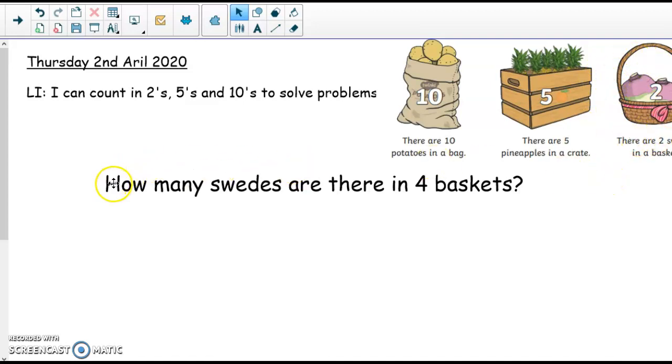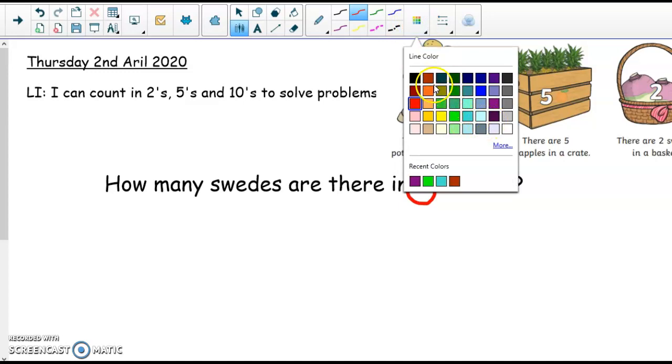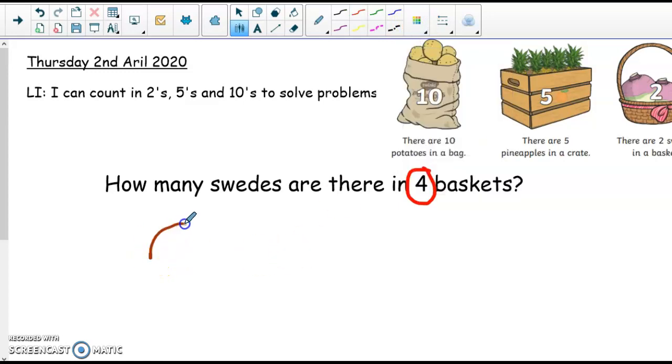So here is a word problem and it says how many swedes are there in 4 baskets? So we have to look up the top and we know that there are 2 swedes in each basket. So first I need to draw my baskets. And how many baskets do I need? That's right, I need 4 baskets. So I'm going to go ahead and draw 4 baskets first. So here are my baskets.